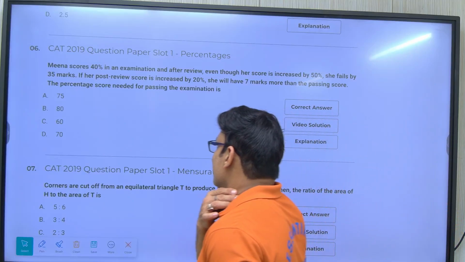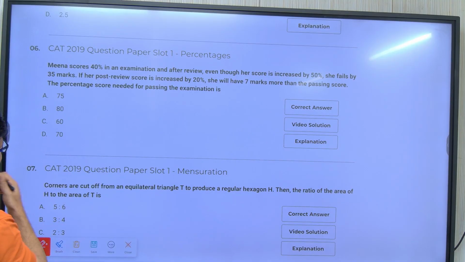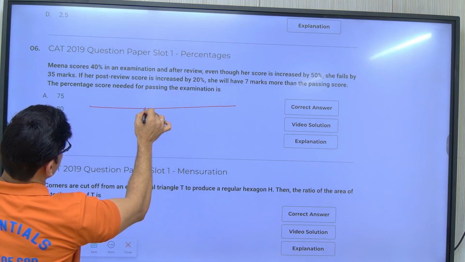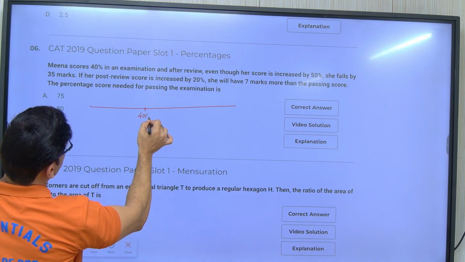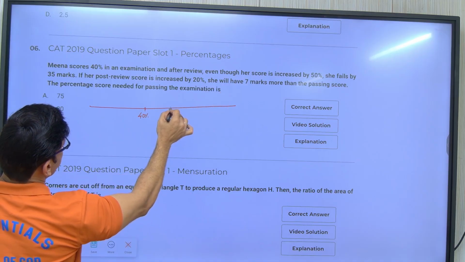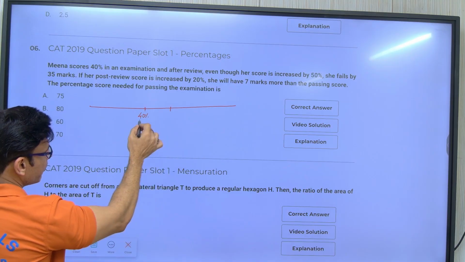Okay, CAT 2019 question. A direct question can be solved by using options. इसको लगता है कि CAT tough है, वो यहाँ पर देखो. In first case, how much she scored? 40% marks, and then her score is increased by what? 50% on 40%. So 40% में और 50% मतलब 40% का आधा.